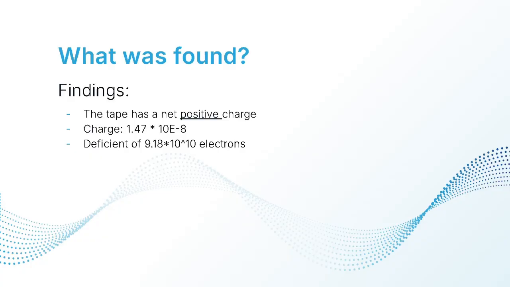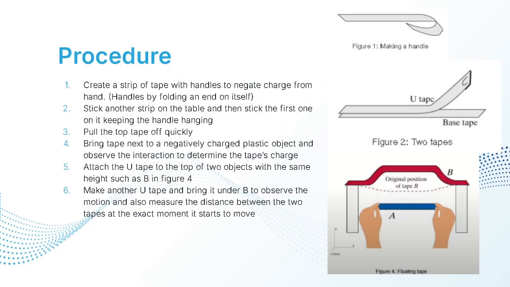What was found? So we found that the tape was actually positive. Here's the charge that we found, and then of course, since it's positive, it's going to be deficient. So we can go into how we found that.